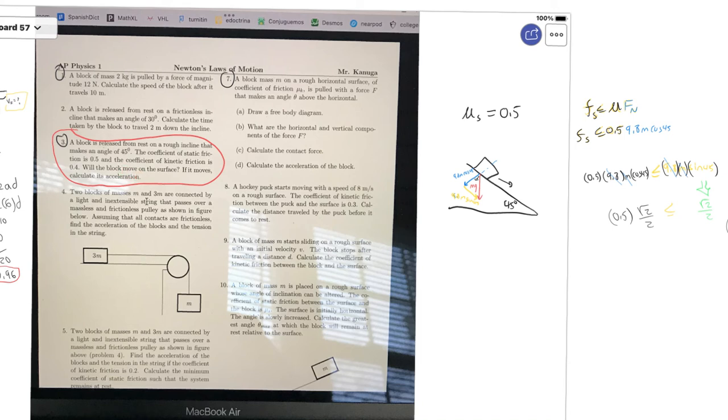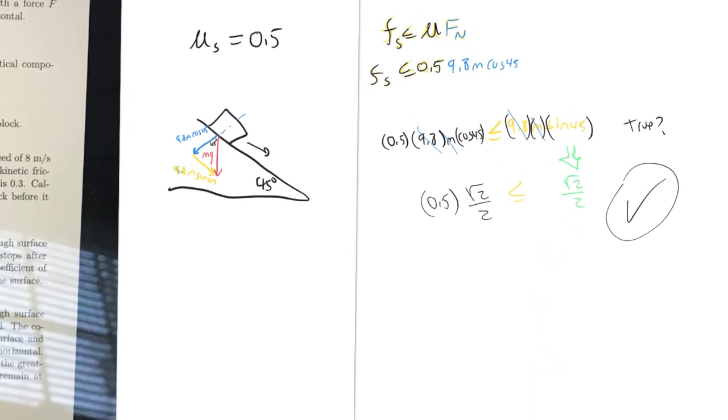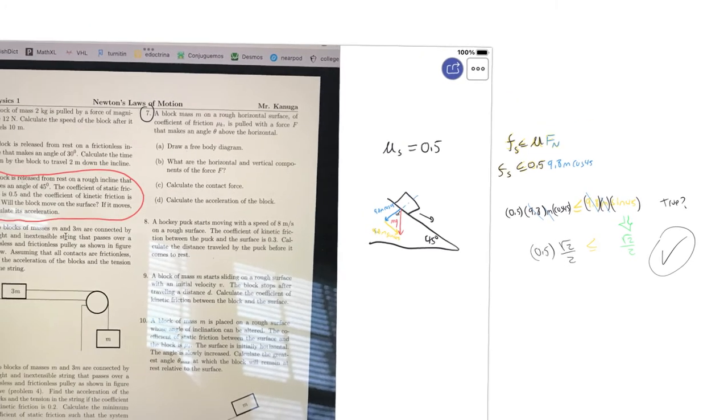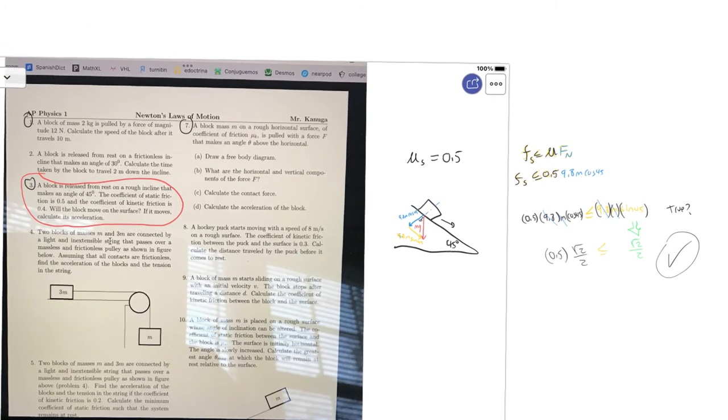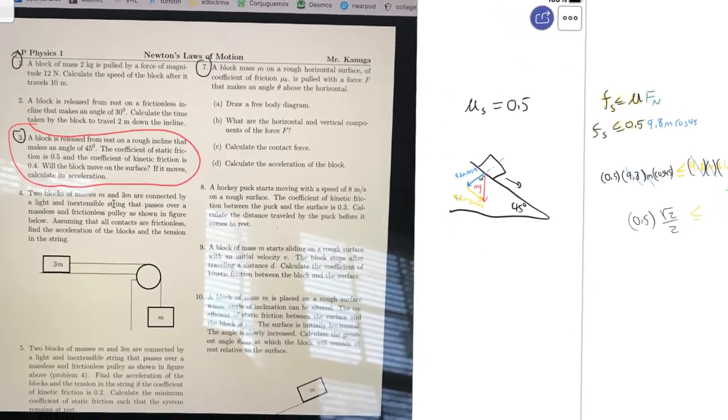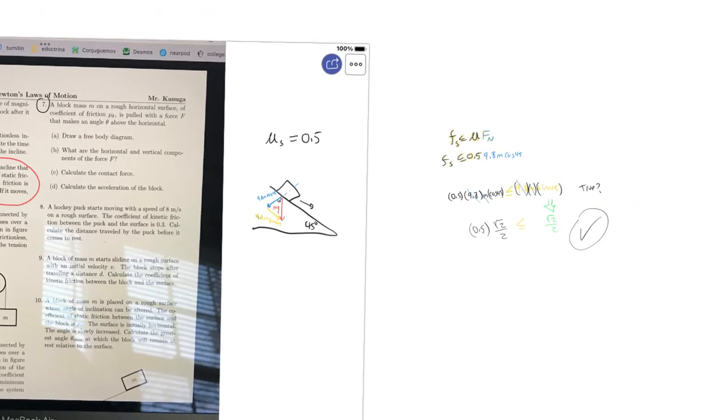Will the block move on the surface? Yes. If it moves, calculate the acceleration. Well, the acceleration, did I mention kinetic friction? Yeah. So they mentioned kinetic friction. That's where that one's going to come in. Let me get rid of this.